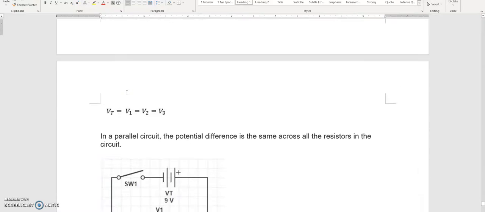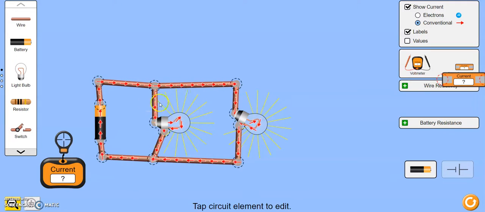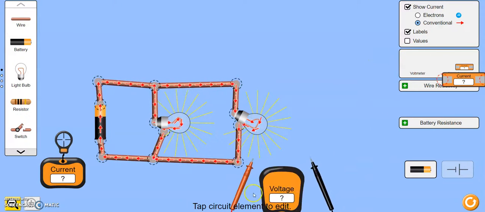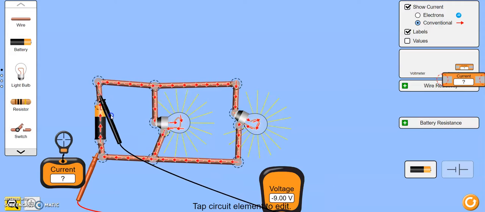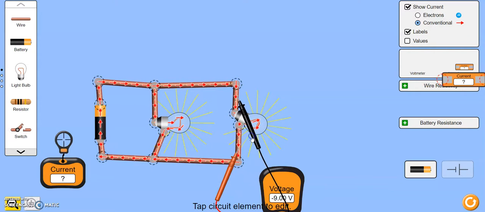Now voltage, let's take a look at the voltage here. Let's go back and see what's going on. So in our diagram, if we grab our voltmeter, we know that across the battery, it was set to 9 volts. Now the battery voltage across these will also be 9 volts. The voltage across any load in your system that's located in parallel will be the same. Therefore, this is 9 volts, and this is 9 volts as well.